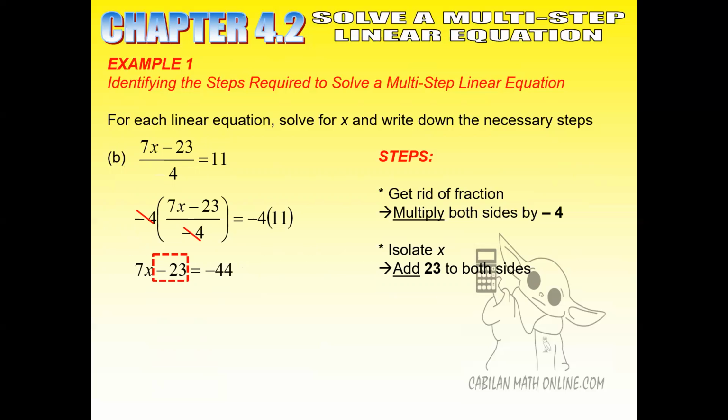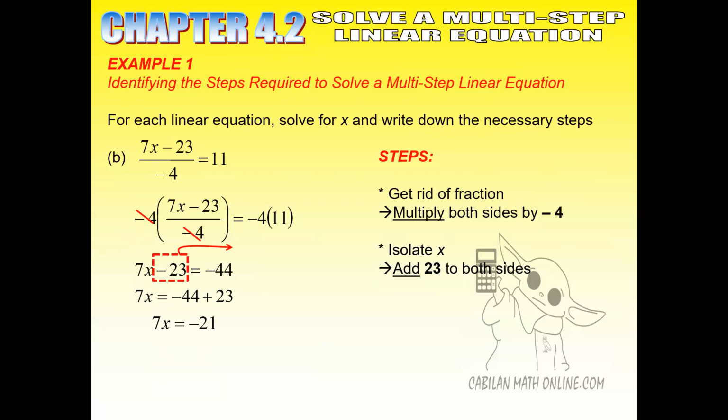We always move the number first because what we have there is a term with a letter and a number, in this case separated by a minus sign. So we're going to take the negative 23, move it to the other side, and add it to the negative 44 that's already there. And then negative 44 plus 23 gives me negative 21.